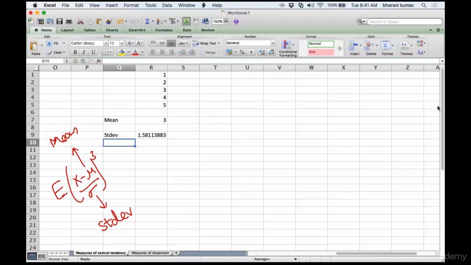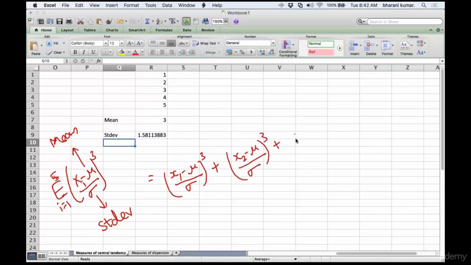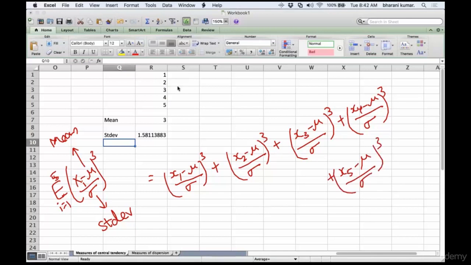So what would you do here? You'll do x minus mu, for xi, I equal to 1 until 5. If you want to expand this, it will be ((x1 minus mu) by sigma) whole cube plus ((x2 minus mu) by sigma) whole cube plus ((x3 minus mu) by sigma) whole cube plus ((x4 minus mu) divided by sigma) whole cube plus ((x5 minus mu) by sigma) whole cube. Because you have 5 entries, I have written it 5 times. And you know how to solve this.